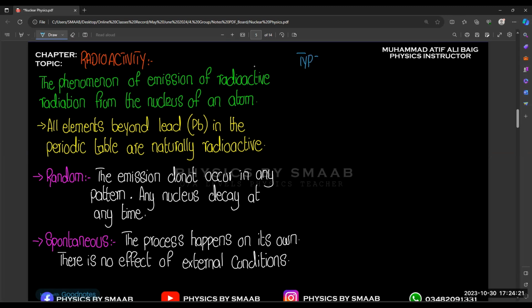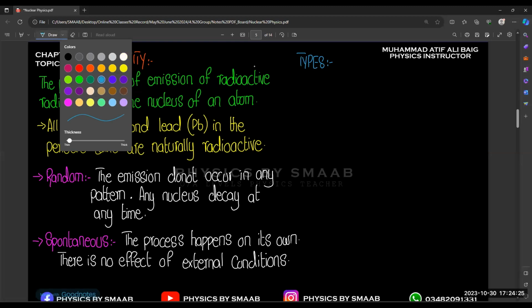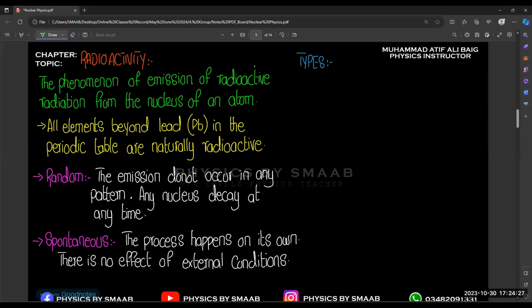But before that, we have to identify three different types, as you already mentioned: the alpha particle, beta particle, and the gamma rays. So the first type is known as alpha rays. The second type is known as beta rays. And the third one, gamma.